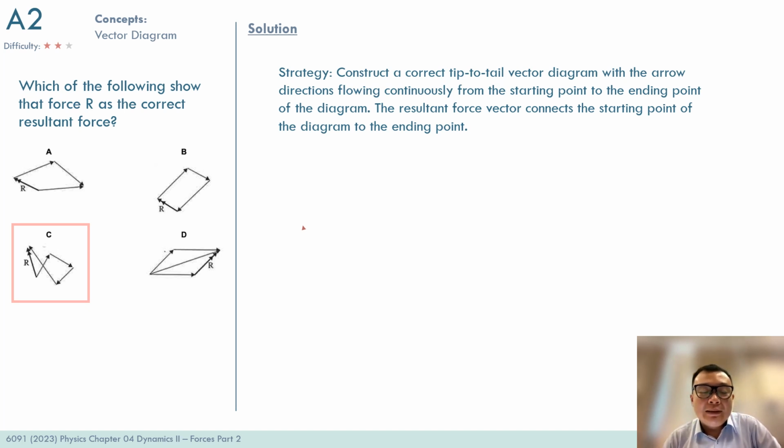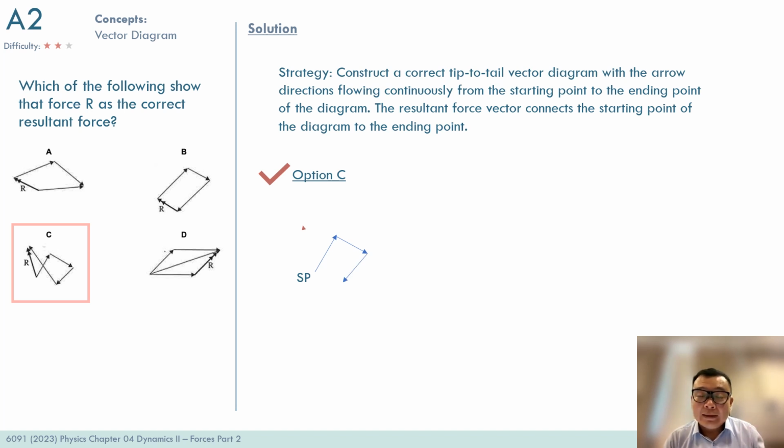And the second criteria to look out for is that the resultant vector always connects the starting point of the diagram to the ending point, and it's not the other way around. So with this, the answer is C, and we can take a look at how to construct the vector diagram in option C. We start with the starting point. We start with the first vector, we add on the second vector, add on the third vector.